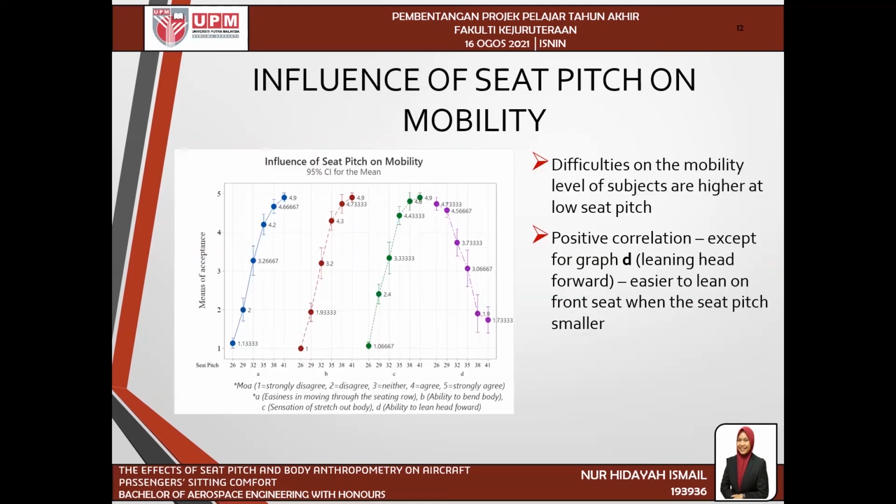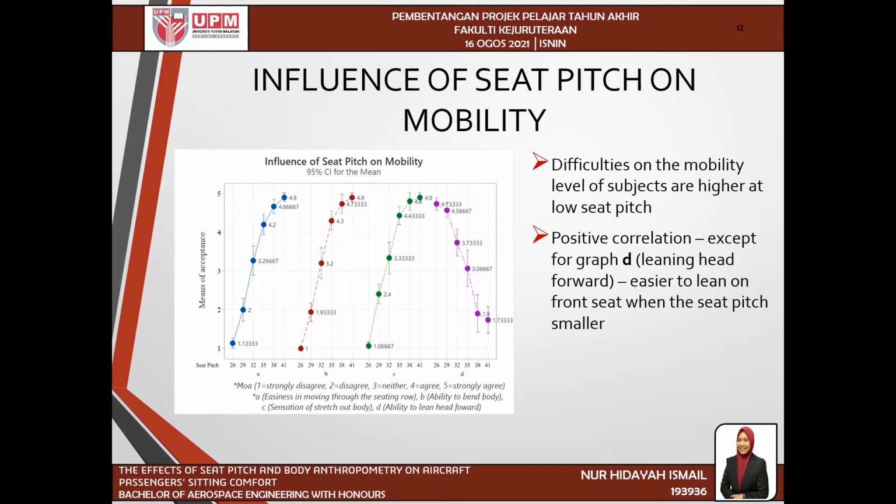The next result is the influence of seat pitch on mobility efficacy. On the horizontal axis, it shows the statements of the mobility action, where A is the easiness in moving through the sitting rows, B is the ability to bend the upper body, C is the sensation to stretch out the body to the maximum comfortably, and D is the ability to lean the head forward.